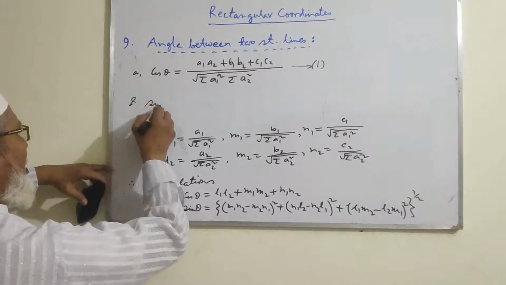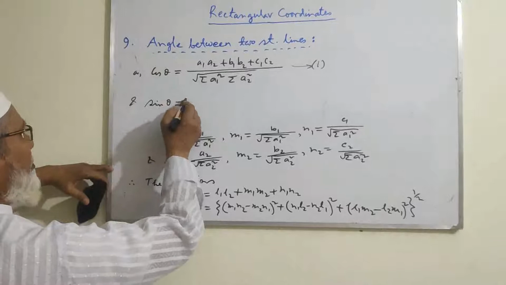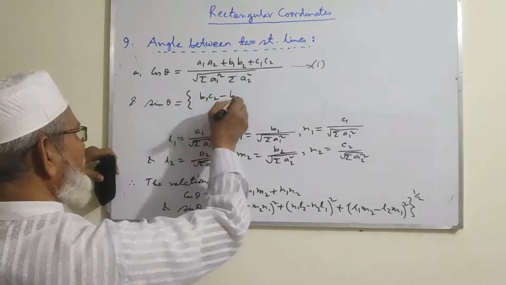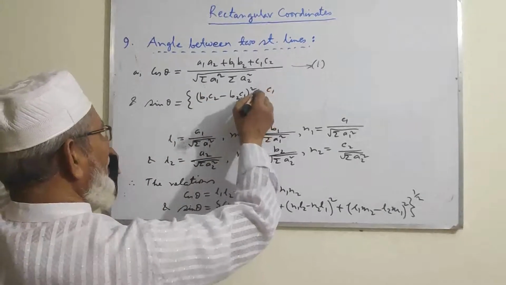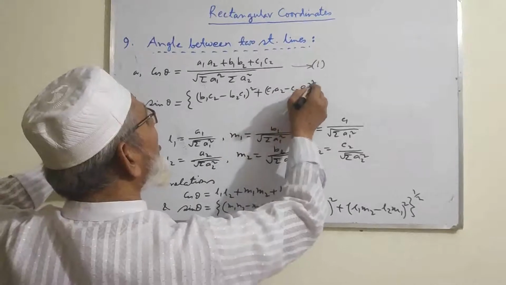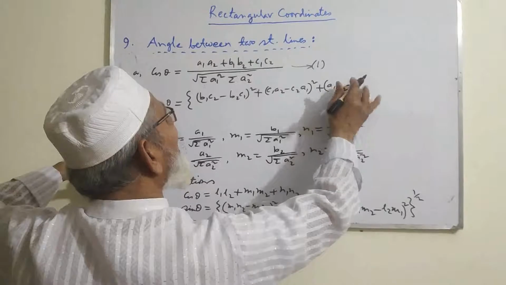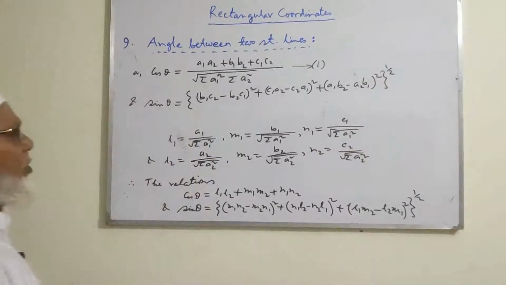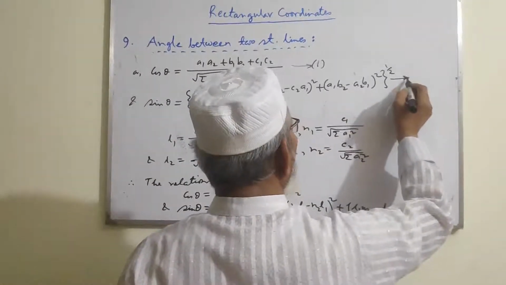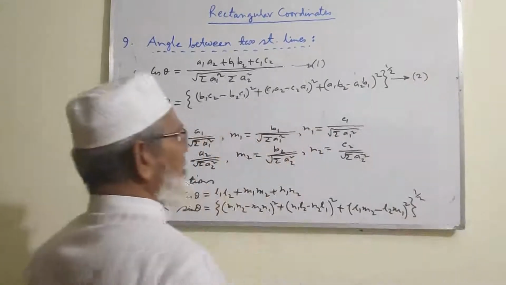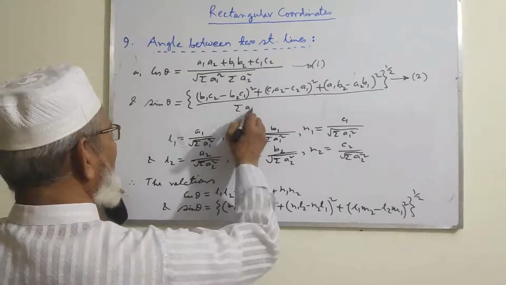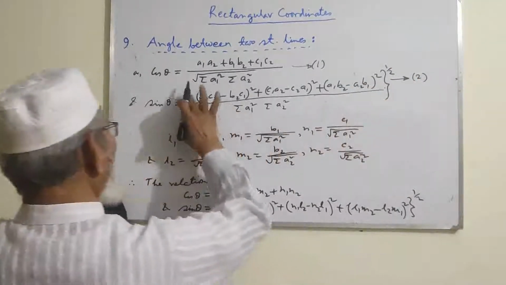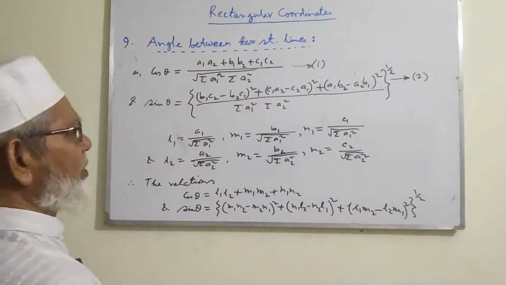And sin theta becomes b1 c2 minus b2 c1 whole square, plus c1 a2 minus c2 a1 whole square, plus a1 b2 minus a2 b1 whole square, to the power half. These are the angles in terms of cosine and sine. Now this is divided by summation a1 square summation a2 square to the power half. This is sin theta.